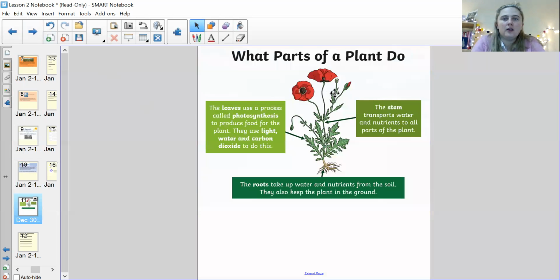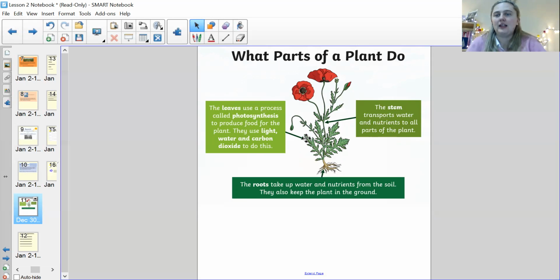Now, do you remember in our cold task, we labelled the parts of a flower, didn't we? So here are the roots. The roots, like I've said, suck up the nutrients from the soil. They also hold the plant in the ground, otherwise it would flop over. This was the stem, wasn't it? Stem. Good. The stem transports the water and the nutrients to all the different parts of the plant. So that's really important as well.